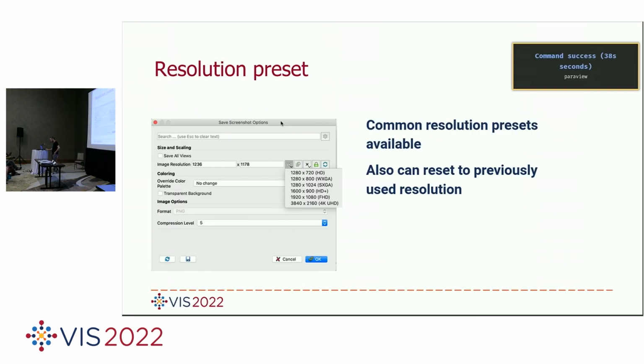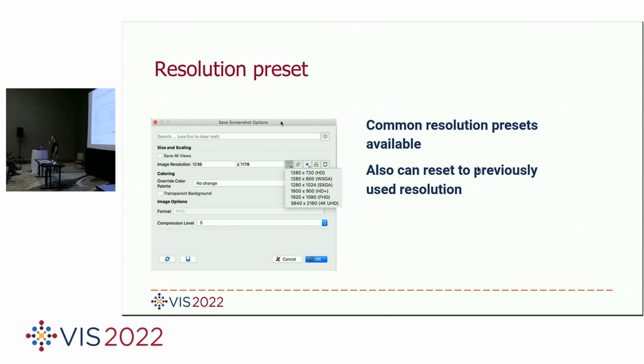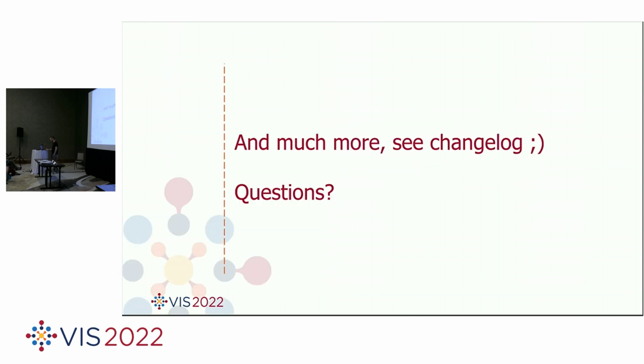I will quickly go over the resolution preset, because we already saw that when we save a screenshot now, instead of always using the resolution of the screen, you can choose a different one with all the famous resolution presets. There are a lot of other changes in ParaView 5.11, but we won't have the time to cover them today, so I just tell you to see the changelog, which is quite verbose, and there will be a blog announcement with everything in much more detail.